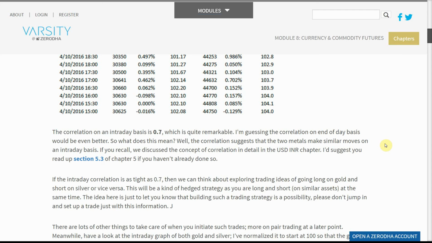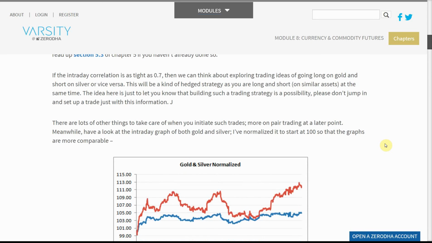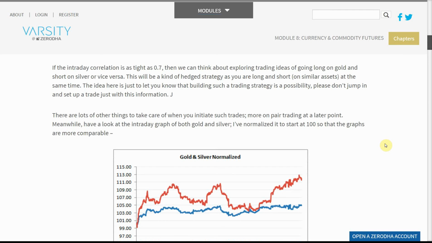Please don't jump in and set up a trade just with this information. There are lots of other things to take care of when you initiate such trades. More on pair trading at a later point. Meanwhile, have a look at the intraday graph of both gold and silver.